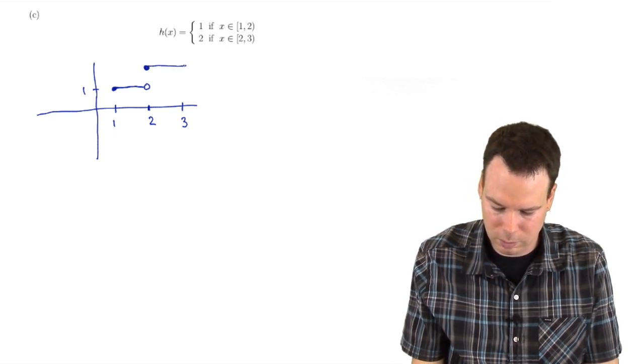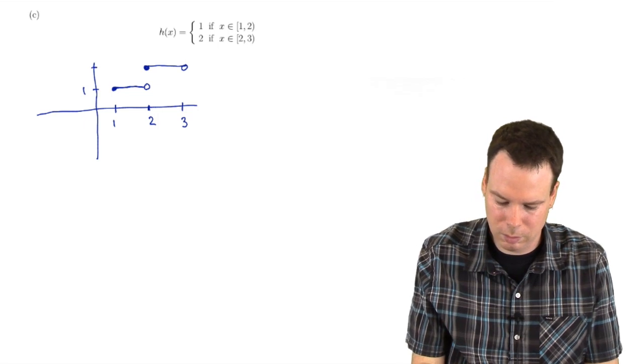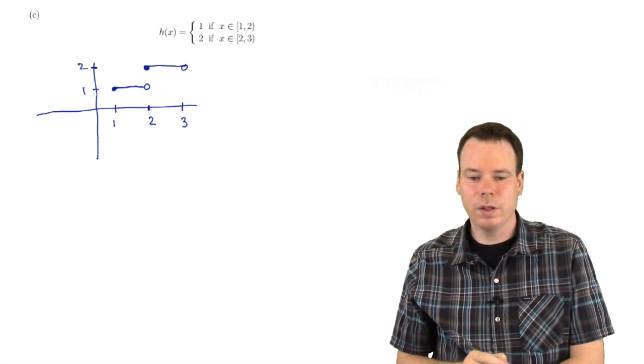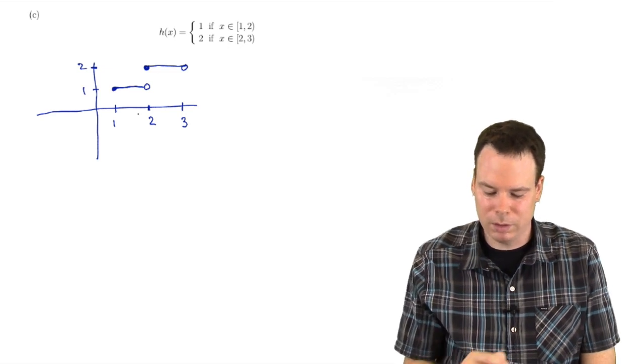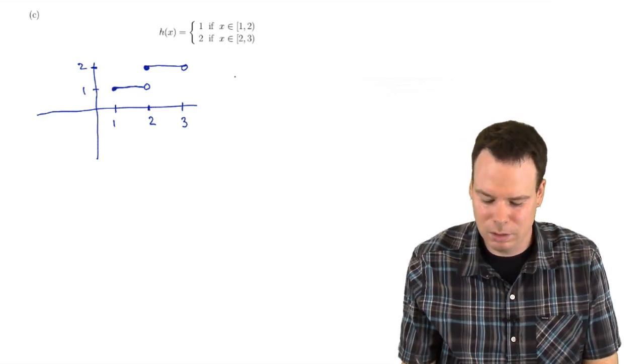So it looks like this. An open one there with a height of 2. So there's the sketch of our function. Looks to be continuous everywhere except possibly at 2. Why is it discontinuous at 2?